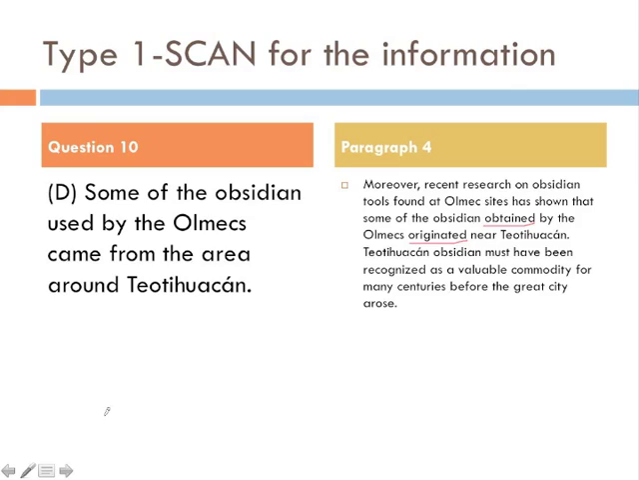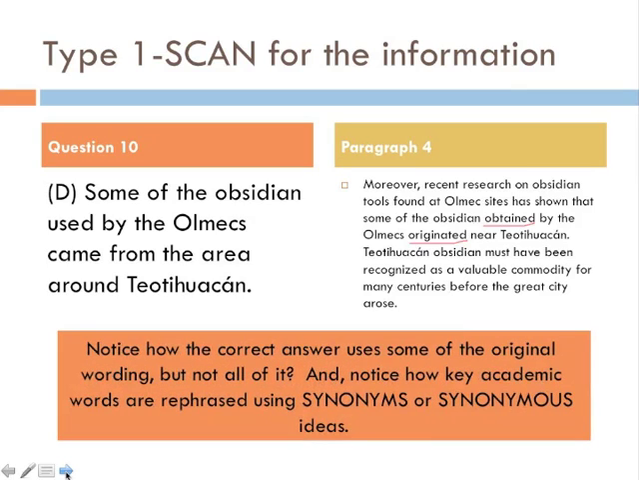So in this case, it appears that we have found the answer. But of course, it took a while. We had to go through the text and read it a lot more carefully than probably read it the first time, or skimmed through it the first time. So again, as we mentioned before, it uses some of the original wording, but not all of it. Well, again, it did mention obsidian and Olmecs, but it did use a lot more of those synonyms or synonymous ideas.